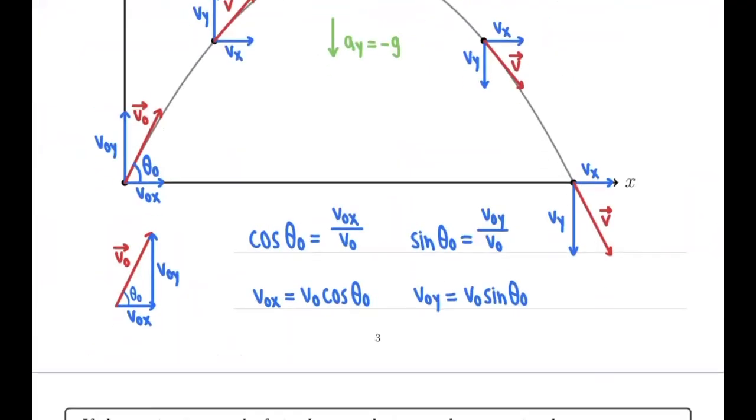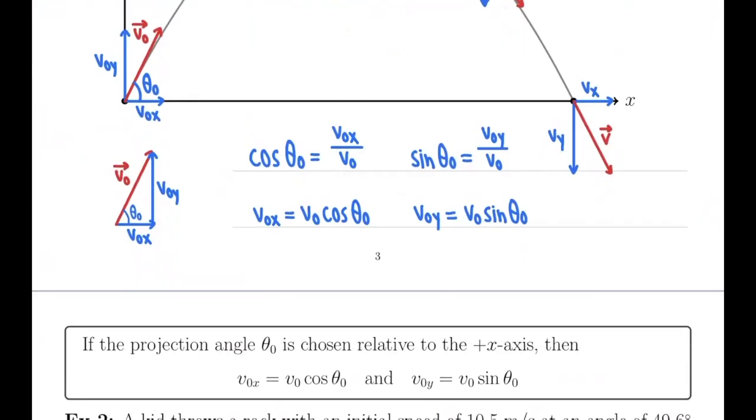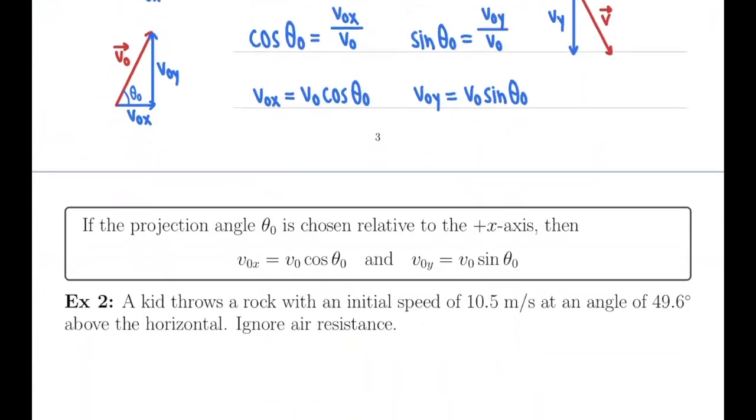All right. So I wrote these formulas here also. If the projection angle theta naught is chosen relative to the positive x-axis, then these are the formulas you can use to find the x and y components of the initial velocity vector. We love it. Yep. Indeed.